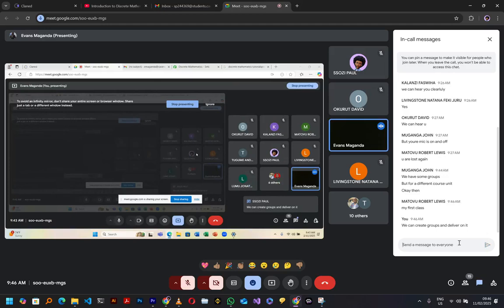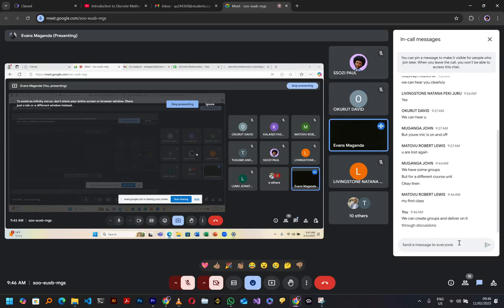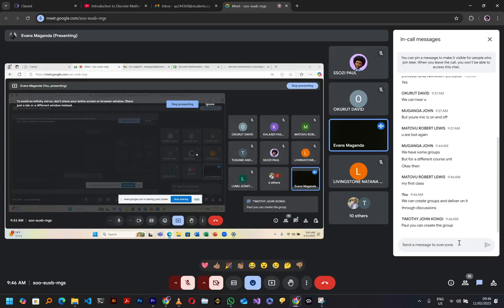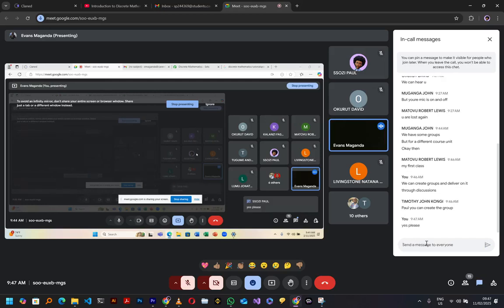I think the question was on using set builder notation to represent prime numbers between 1 and 10. I'm just looking at the skill of being able to represent prime numbers, or how you can represent even numbers.